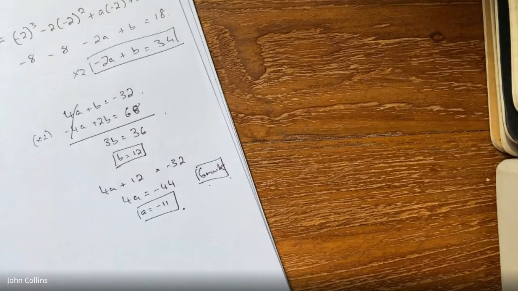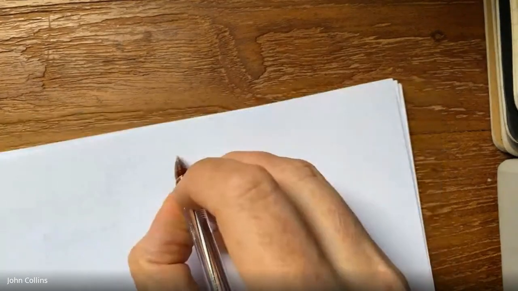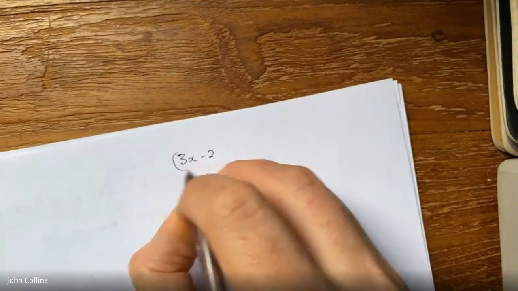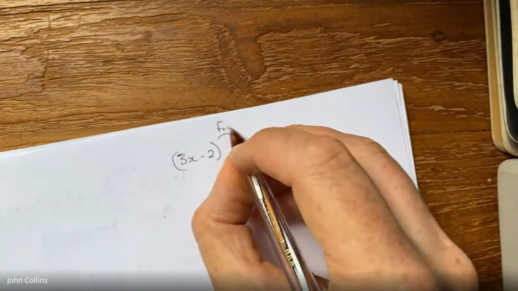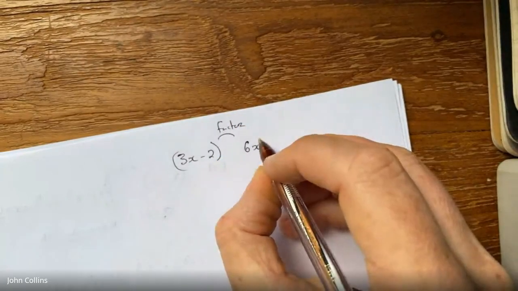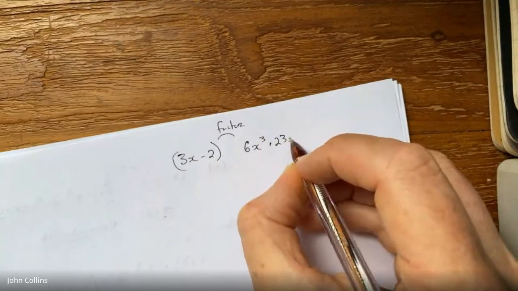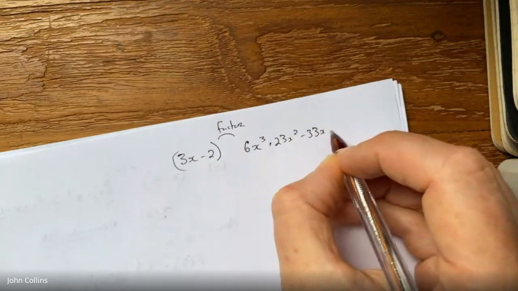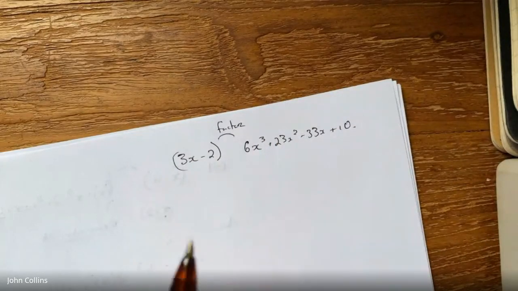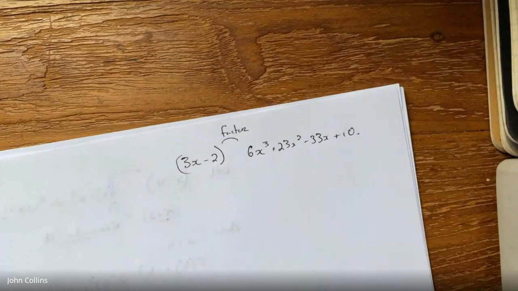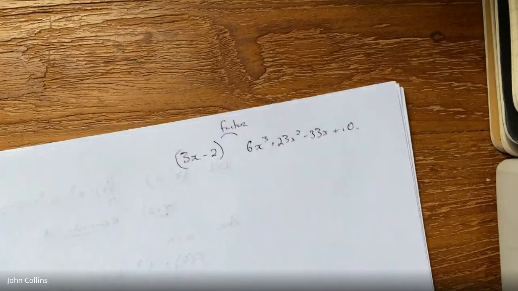Okay, question 2 then. So another given factor, 3x minus 2 is a factor of this: x cubed plus 23x squared minus 33x plus 10. They want to fully factorize the polynomial. So there's a number of ways of doing this. You could divide in, and then you get a quadratic.